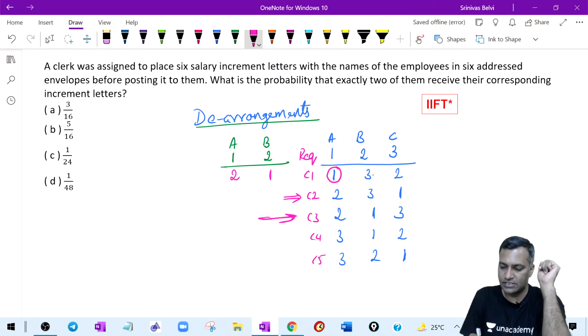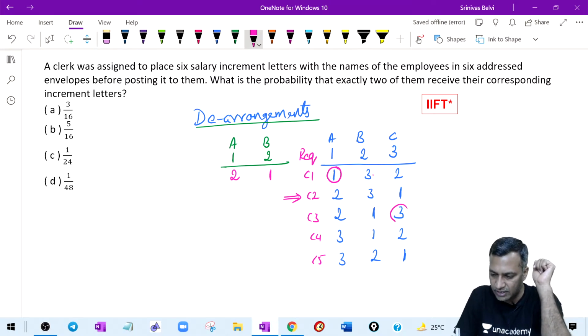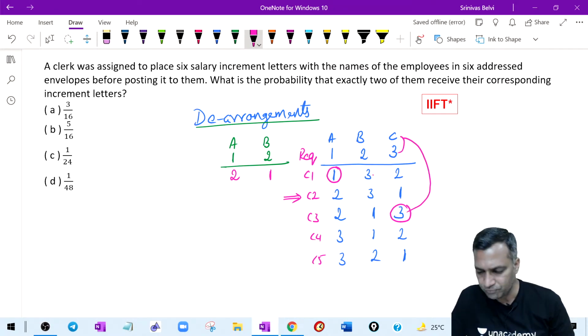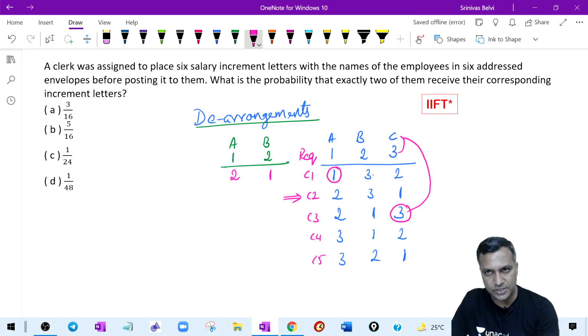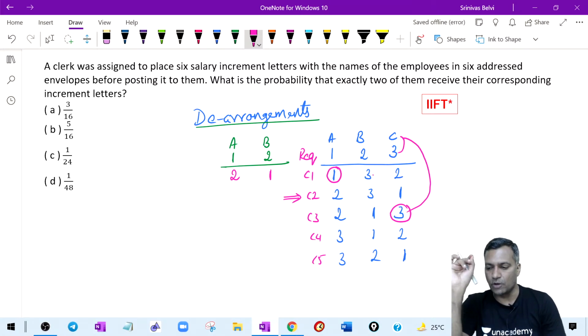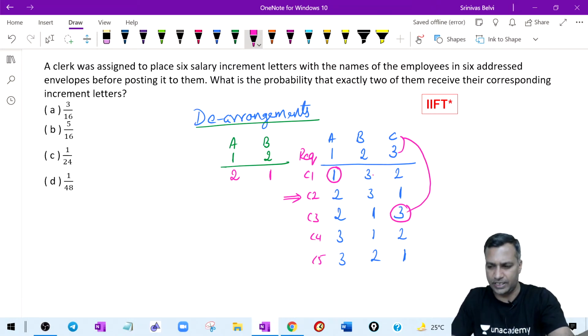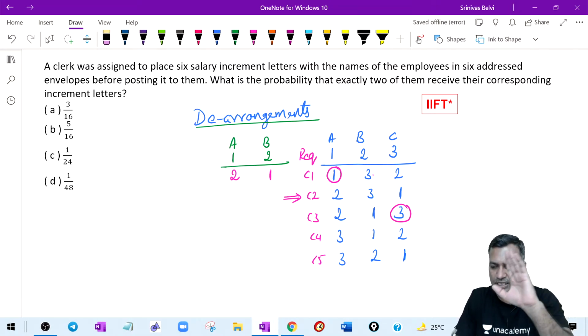Not. Very good. Case 3 is not a dearrangement because 3 is supposed to get into envelope C and it is getting into envelope C. Therefore, it is not a dearrangement. It can be called a rearrangement, a part of rearrangement but not a dearrangement.